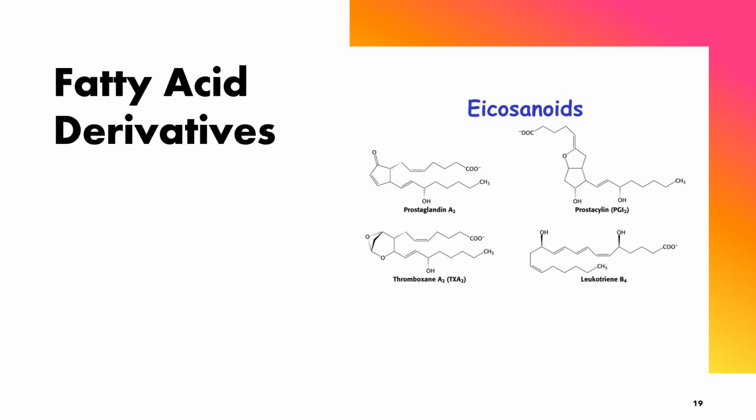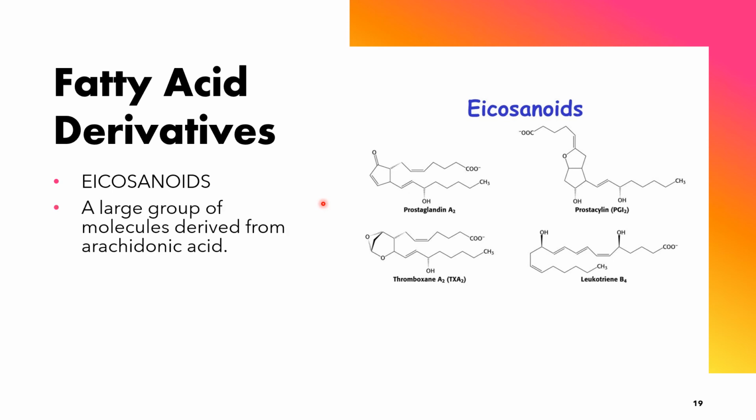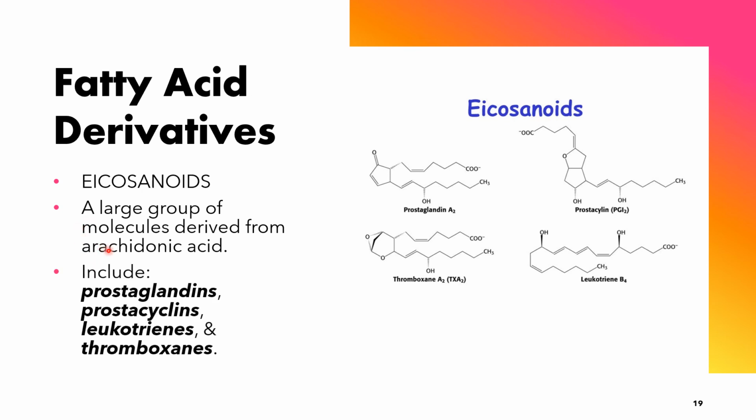Another major classification of hormones based on its chemical structure are the fatty acid derivatives. These fatty acid derivatives refer to the icosanoids. These are a large group of molecules that are derived from arachidonic acid. So this includes the prostaglandins, prostacyclins, leukotrienes, and the thromboxanes. These hormones are rapidly inactivated by being metabolized and are typically active for only a few seconds.